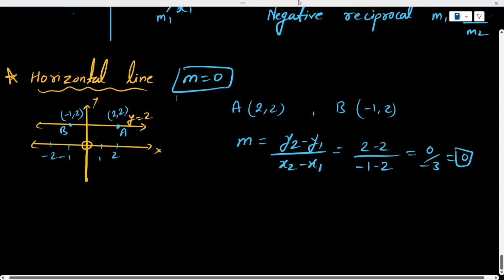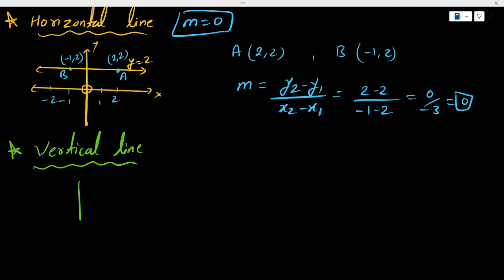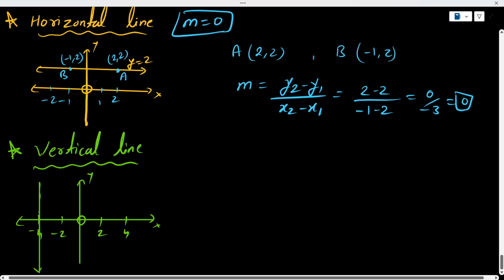Similarly, if I talk about the vertical line, what will happen here? Vertical line, you know that it is always parallel to the y-axis. So if I draw the x-axis and y-axis here, and take a vertical line, this is 0. If I take here 2, 4, and here minus 2, minus 4, now if I draw a line which is parallel to the y-axis, it can be any value. I am taking it at this. So what is going to be the equation of this line? X is equal to minus 4.